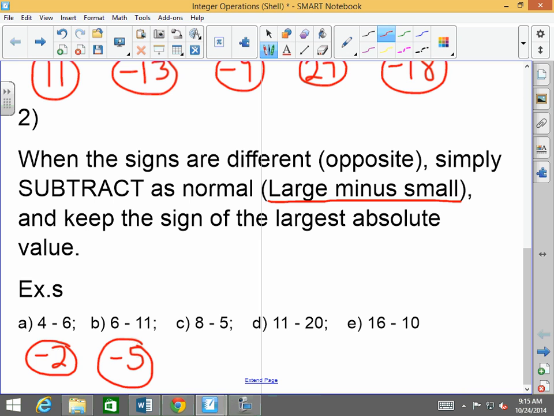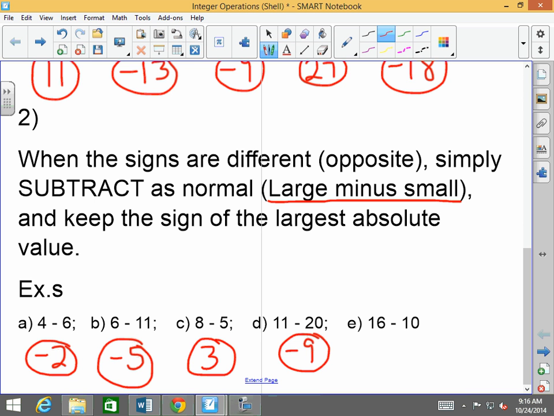8 minus 5. The sign of the 8 is positive, the sign of the 5 is negative. You subtract as normal, keep the sign of the largest absolute value, so you would have a positive 3 here, because there are more positives than negatives. 11 minus 20. The sign of the 11 is positive, the sign of the 20 is negative. So you subtract as normal, 20 minus 11 is 9, but there are more negatives than positives, so negative 9 would be my answer.